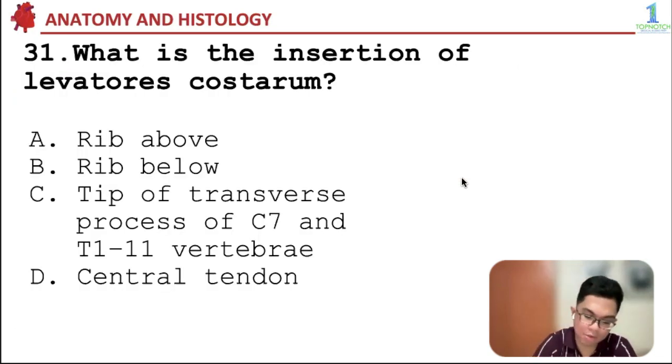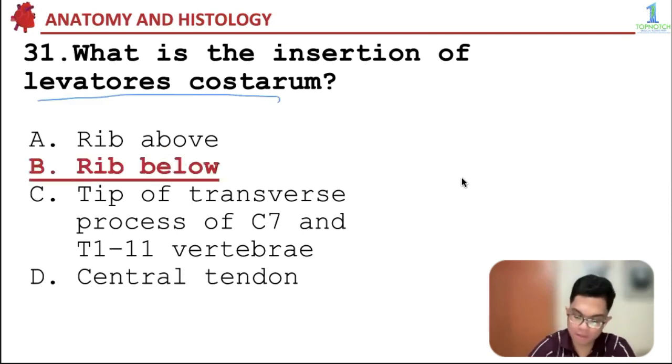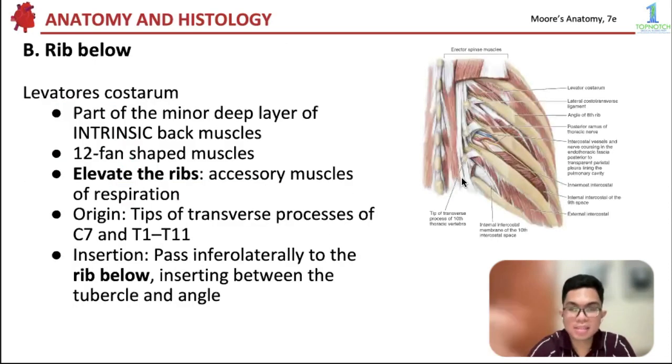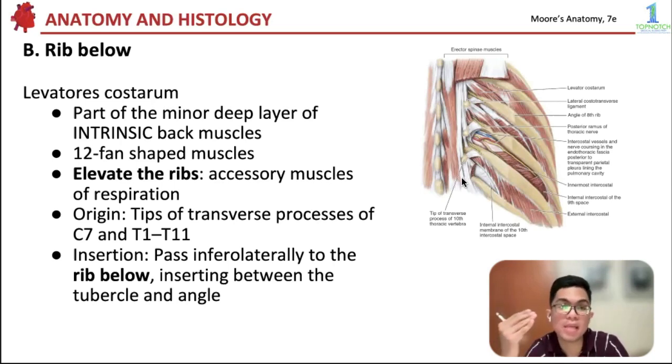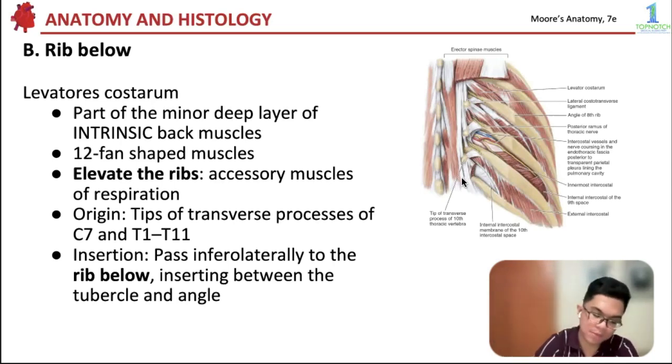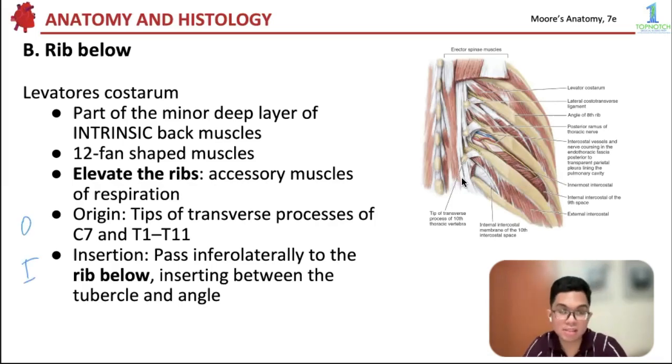Insertion ng levatores costarum is the rib below. So this is a hard question, but I'll help you analyze it. Kasi kahit ako hindi familiar sa levatores costarum, but we can analyze the function of the muscle based on its name. Okay? So anyway, the levatores costarum, its origin is the tips of the transverse processes, and then it inserts into the rib below.